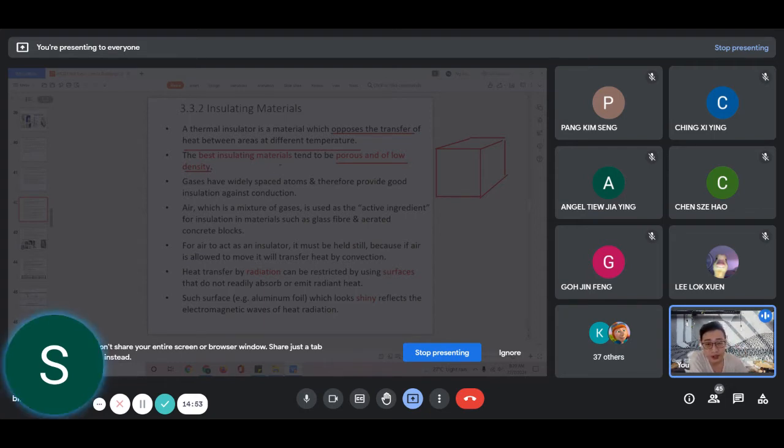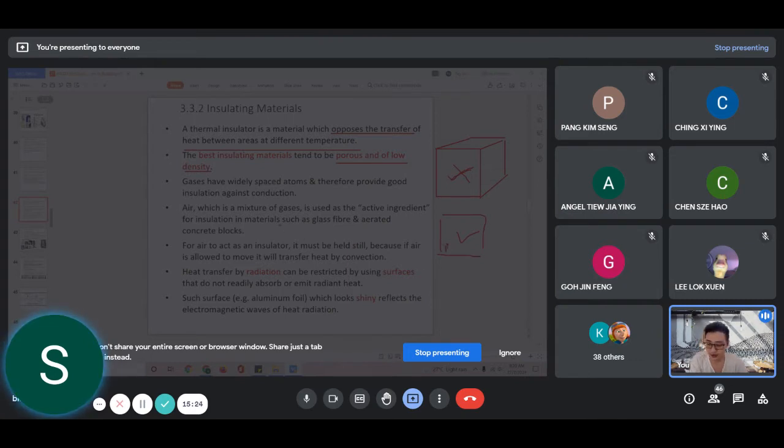So metal is not a good insulator, because it's very good at keeping heat energy. So it's a very bad insulating material. What about plastic? Although plastic is not very porous, it's actually low density, so heat doesn't really get kept in it. So plastic is a good insulating material.